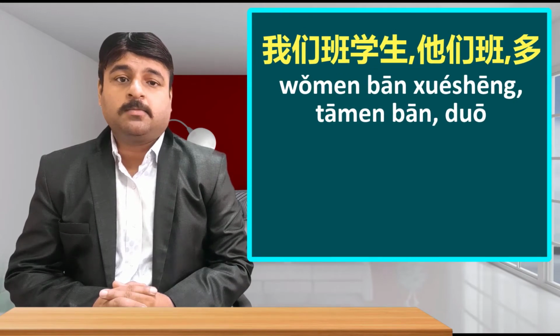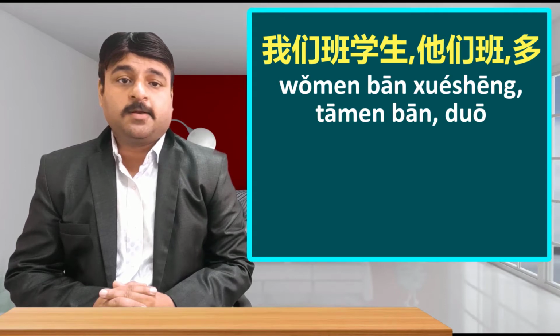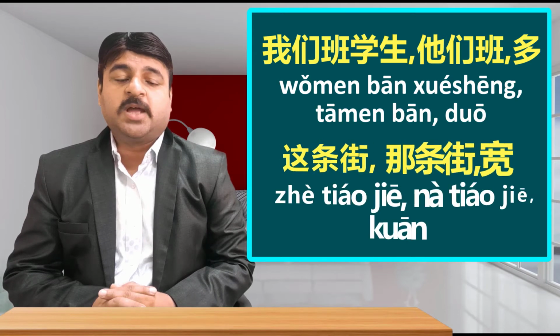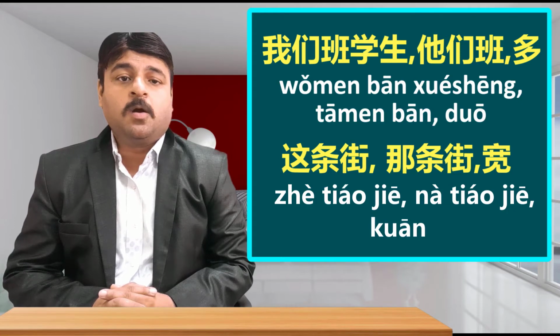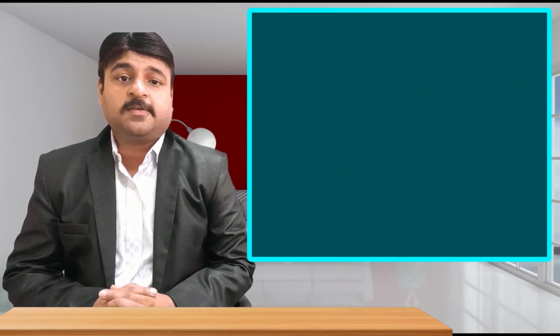我们班同学, our classmates. 他们班同学, 多, many. So classmates in our class compared to their class is more or the same. 一样多, 不一样多, not as many or as many. 这条街, this street. 那条街, that street. 条 is the measure word for streets. 街 is street. 宽, wide. This street is the same width as that street, or this street is not of the same width as that street. 一样宽 or 不一样宽.